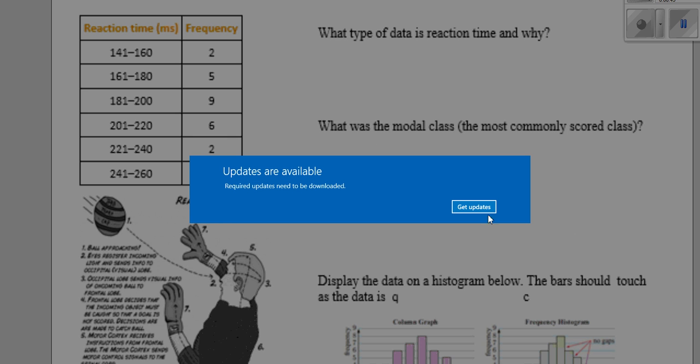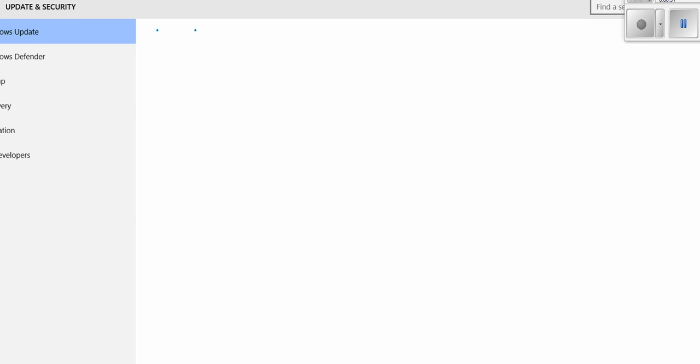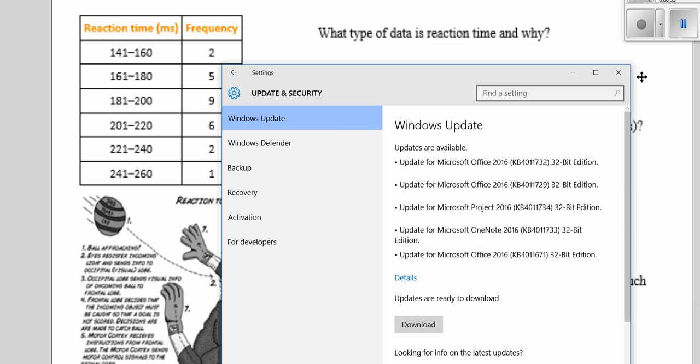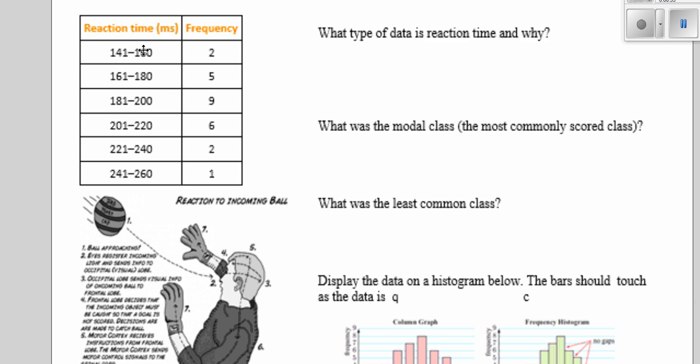Okay, so according to this one, what is the lowest possible reaction time? 141. Yep, 141. What's the highest one? 260. Now, what kind of data is reaction time?